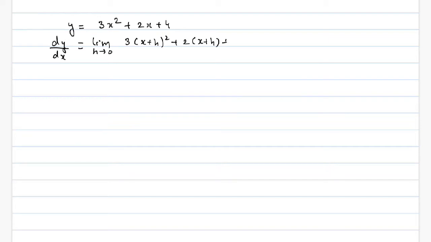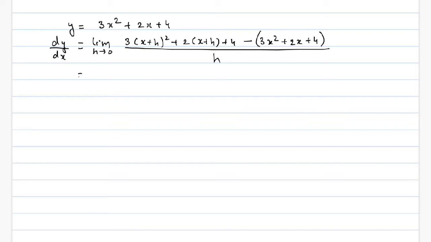Now let's consider a formula y equals 3x square plus 2x plus 4, any function, and if I need to find the differentiation using our first principle, I'll say my dy by dx will be limit h tending towards 0 of 3 times, instead of x first I put x plus h, so I get (x plus h) whole square, plus 2(x plus h) plus 4, and then minus, for the same, I will just put x, so I'll get 3x square plus 2x plus 4, the whole divided by h.